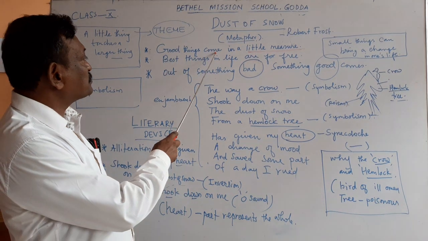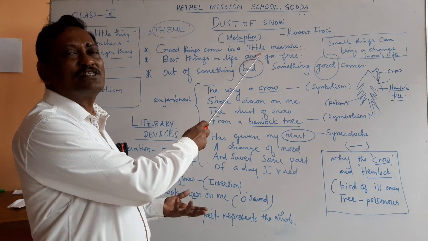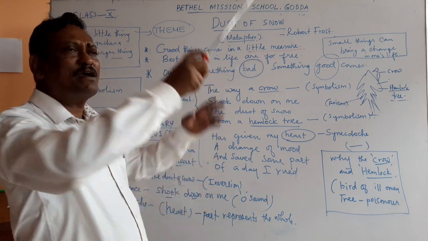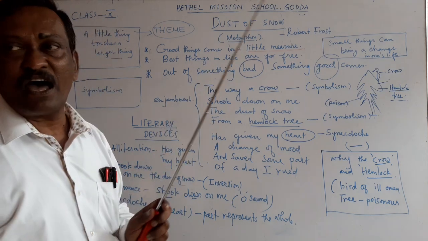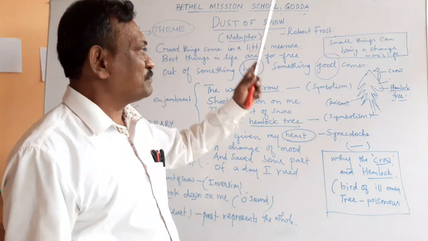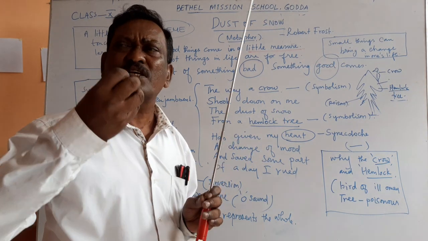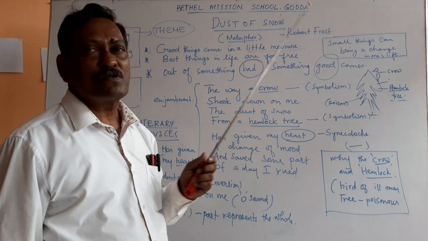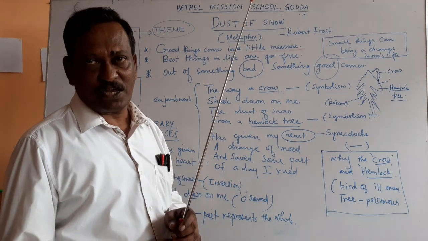And look at these points, they need to be remembered. Good things come in a little measure. The smallest things. Good things always come in little measure. They are not in a great quantity. The best things in life are always for free. You see, a change of mood was brought about in the life of the poet, and the change was brought about by a simple incident. And the incident was that the crow shook the branches of the tree and snow fell on the body of the poet.